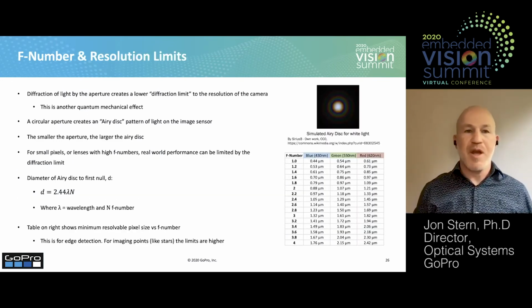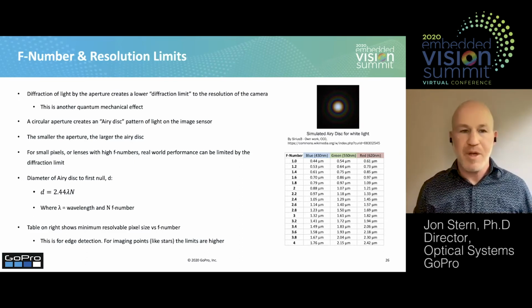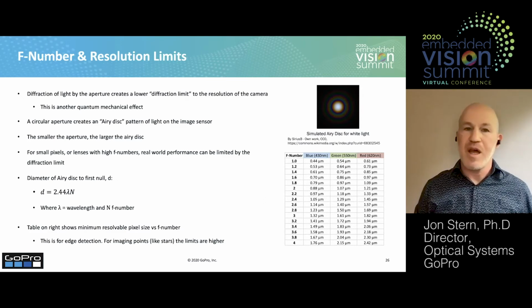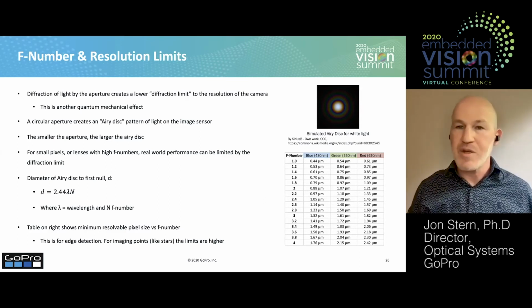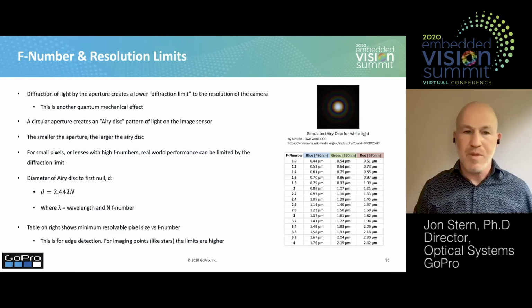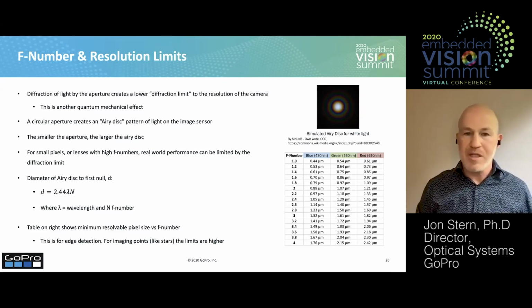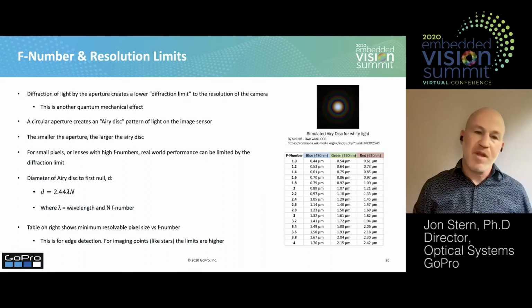There's a relationship between f number and the resolution limit of an optical system. Diffraction of light by the aperture creates a lower diffraction limit to the resolution of a camera. And this is another quantum mechanical effect. A circular aperture creates an Airy disk pattern on the image sensor, as can be seen in the upper right picture there. And the smaller the aperture, the larger the Airy disk. For small pixels or lenses with high f numbers, real-world performance can be limited by this diffraction limit.